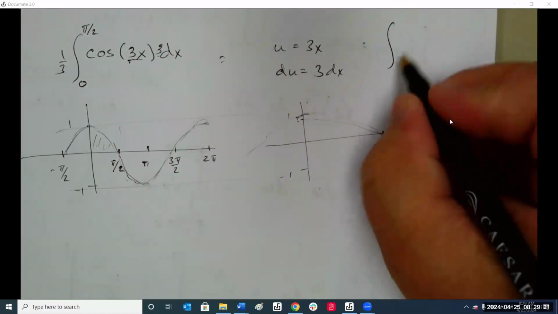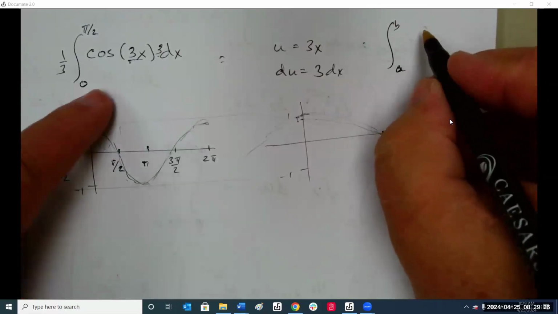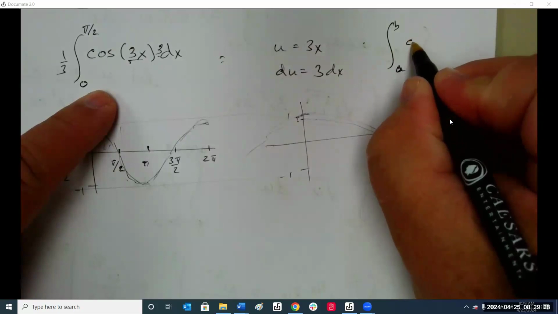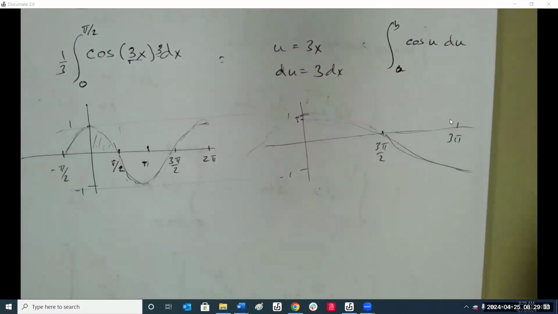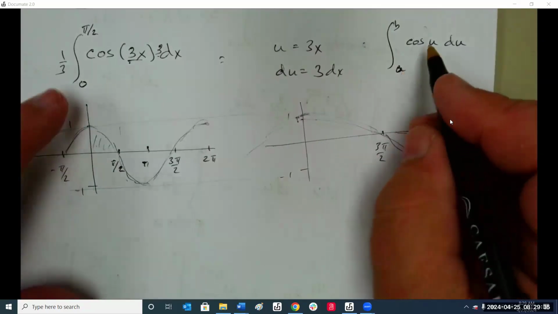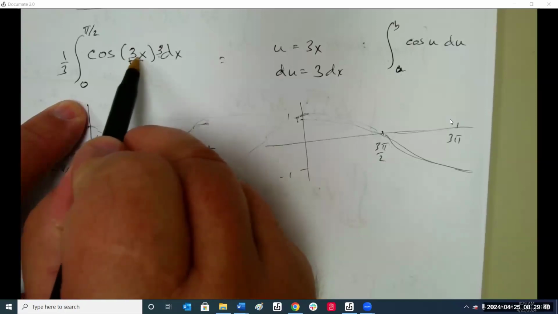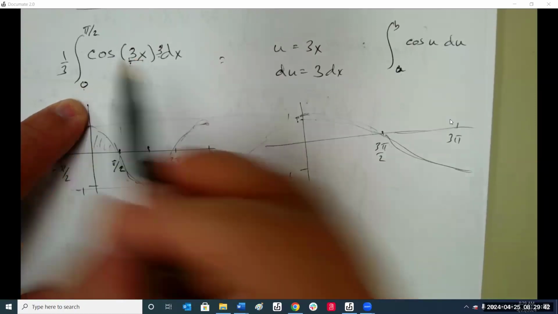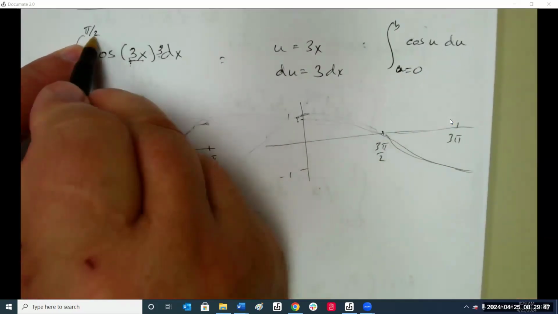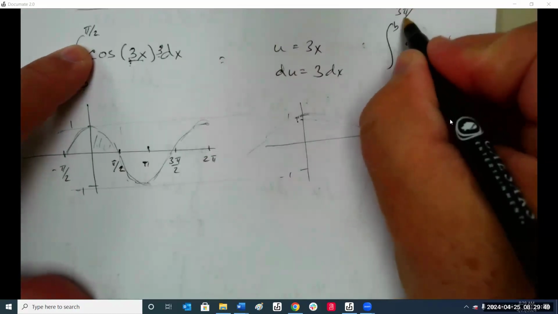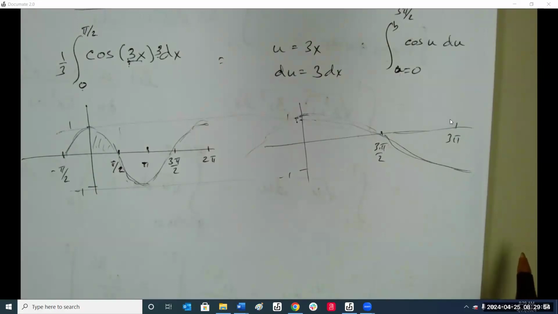So now, this is A and this is B. Our function is cosine u du. Our bounds of integration are now going to change. When it goes from 3 times 0 is 0. And this one, 3 times pi over 2 is 3 pi over 2. So that's what it looks like. That's how our graph is going to change.